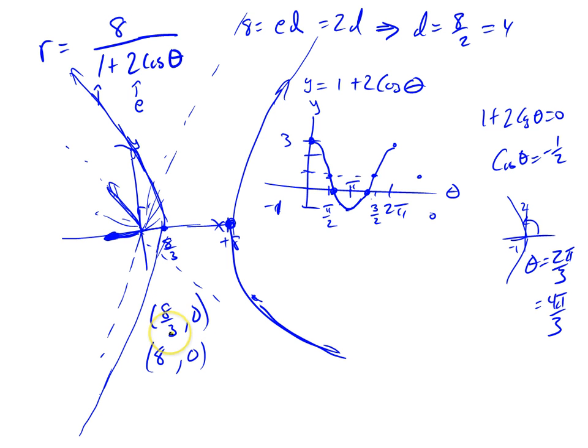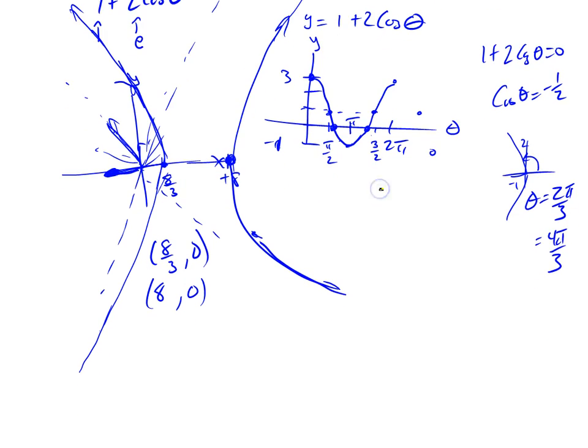The point right smack dab in the middle of them would be the center, right? So if I add those up and divide by 2, 8/3 plus 8 is 32/3, divided by 2, so times a half. That would be 16/3. So the middle point there is 16/3, 0.